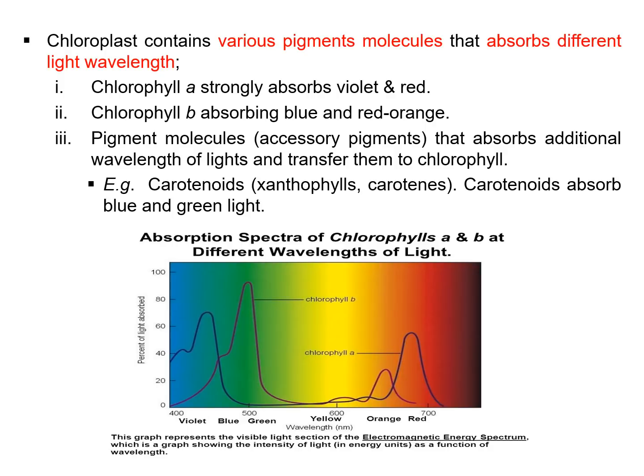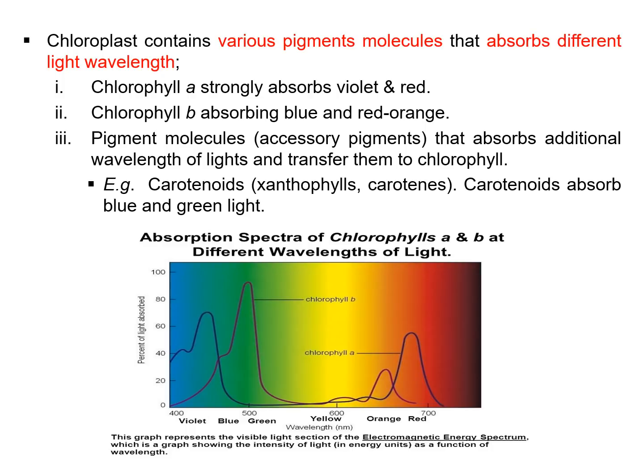For example, chlorophyll A strongly absorbs violet and red wavelengths. Meanwhile, chlorophyll B is more into blue and red-orange. There are other types of pigment molecule known as accessory pigments that absorb additional wavelengths of light and transfer them to chlorophyll. For example, carotene. Carotenoids absorb blue and green light.